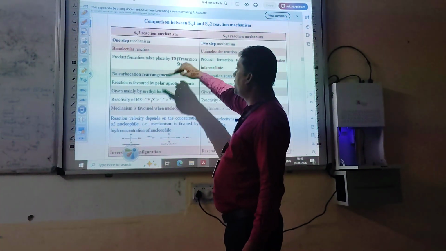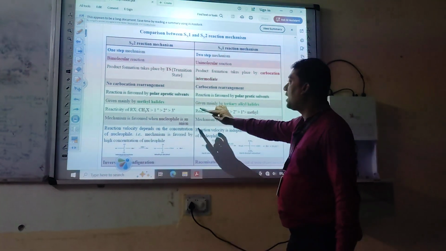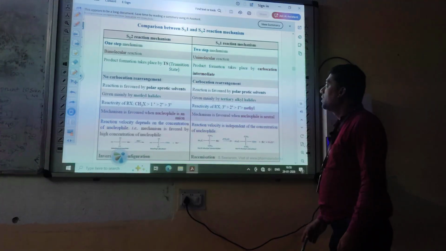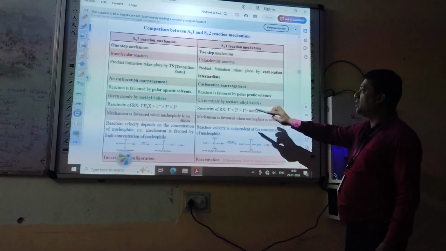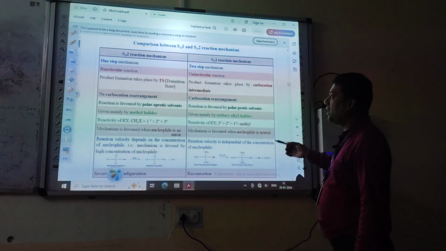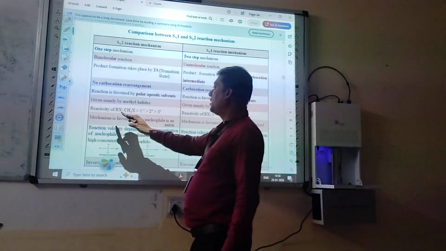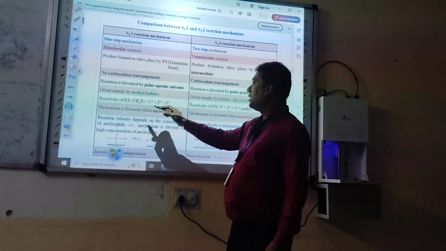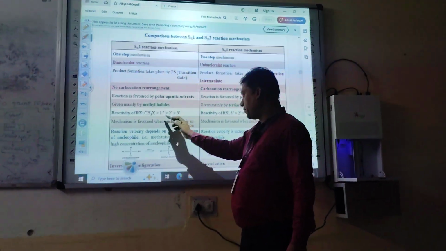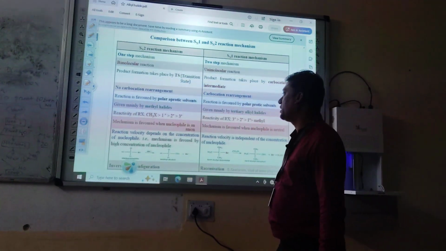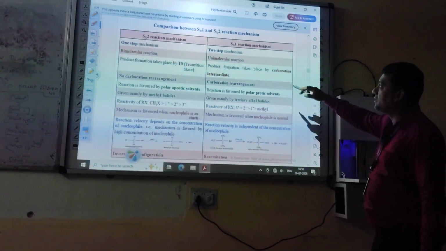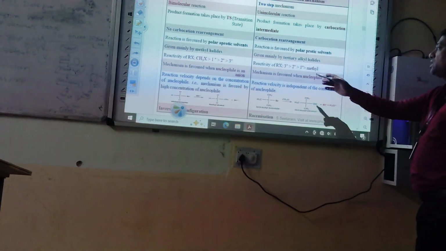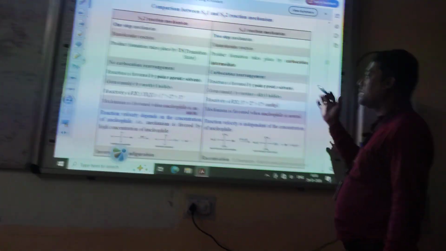The SN2 reaction is suitable for methyl halides, and the SN1 reaction is suitable for tertiary alkyl halides. The reactivity order of SN2 is methyl greater than primary, then secondary, then tertiary. In the SN1 reaction, the reactivity order is just the inverse: tertiary is greater than secondary, then primary, then methyl.